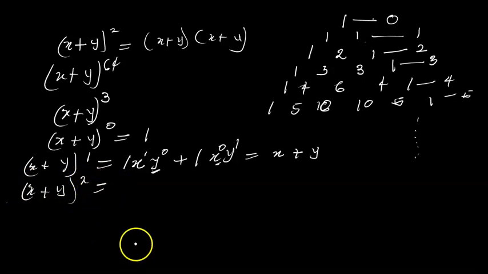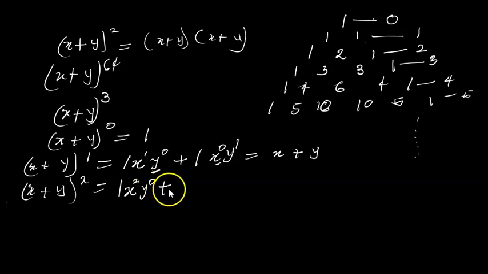Now let's look at x plus y raised to the power of 2. If you look at the line of 2 from my Pascal's triangle, I have 1, I have 2, and I have 1. I have just 3 coefficients. So my first coefficient here is 1. That will be x now raised to power 2. When the power of x is reducing, the power of y is increasing. Now, y will be raised to the power of what?